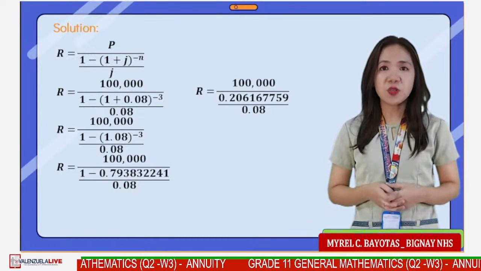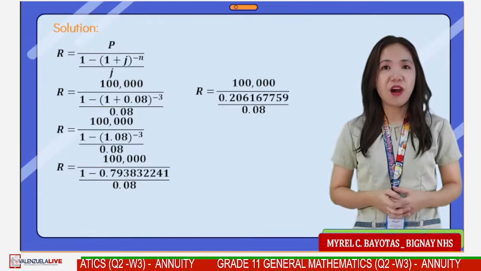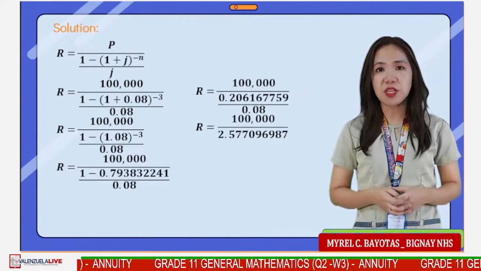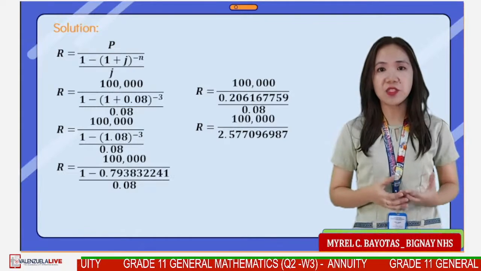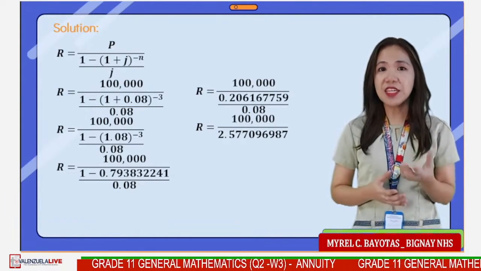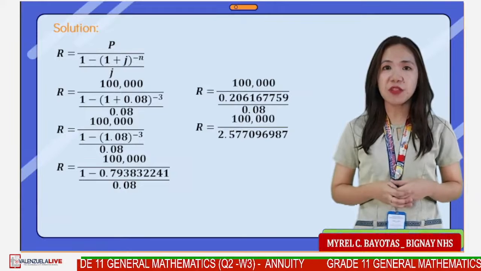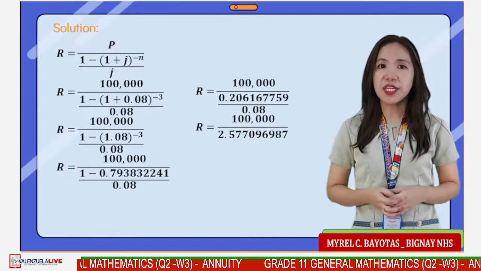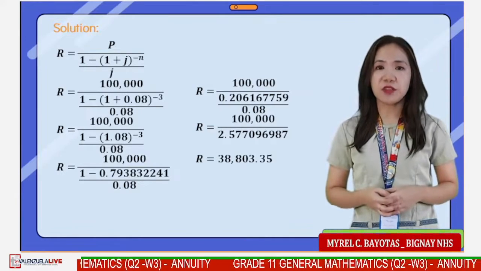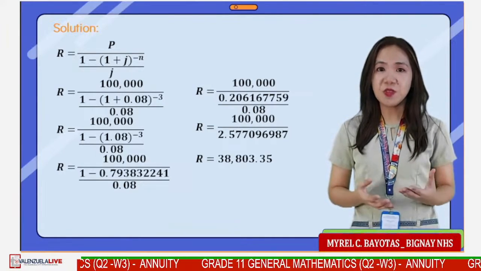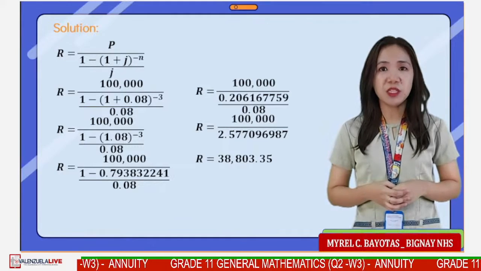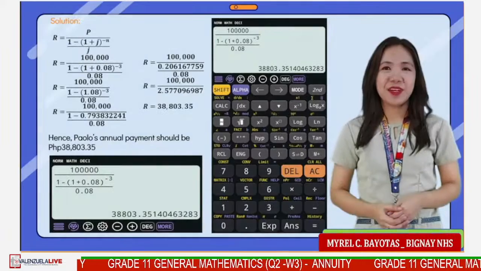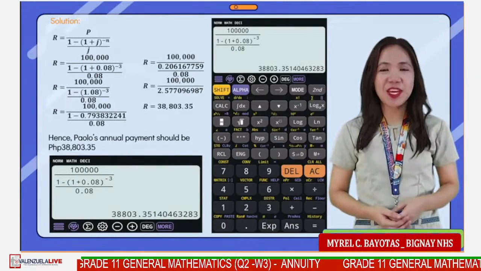Then divide 0.206167759 over 0.08. R equals 100,000 divided by 2.577096987. Lastly, divide the numerator by the result in the denominator. The final answer is R equals 38,803.35. Hence, Paolo's annual payment should be 38,803.35 pesos. Let's see how it will look like using scientific calculator.